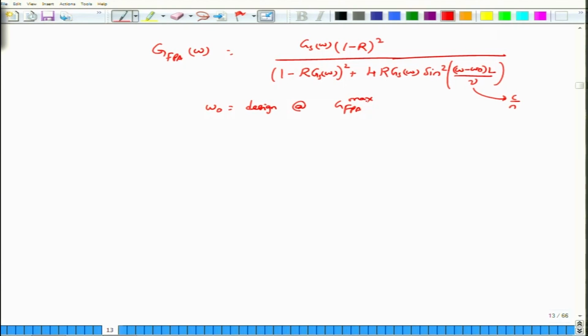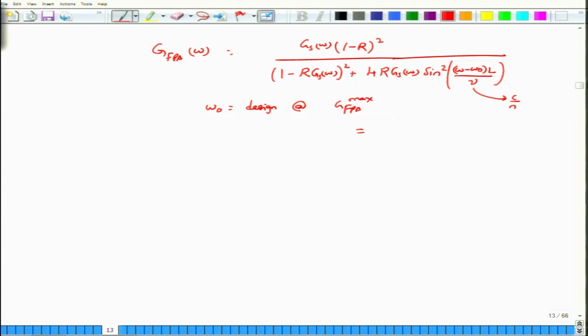If you are fabricating a semiconductor optical amplifier and you want to maximize the gain at a particular wavelength, you choose that wavelength to correspond to the frequency omega 0, and you get a maximum gain. What is the maximum gain?